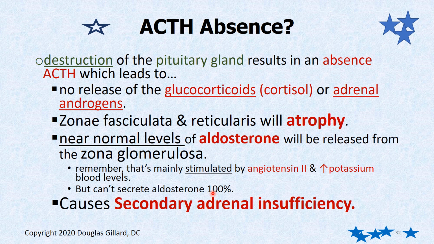Histologically, the zona reticularis and fasciculata will show atrophy within a couple weeks. Again, aldosterone will be normal because remember that's stimulated by angiotensin II and increased potassium levels. And yep, that would be an example of secondary adrenal insufficiency. If you had cancer in the pituitary gland and it took out the anterior pituitary, or all those things that we listed, or tumor.